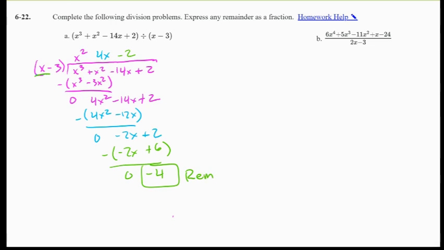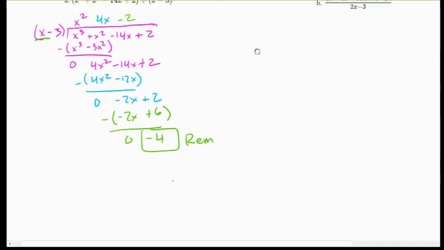So my final answer here, taking all the stuff from above, is x squared plus 4x minus 2, minus 4 over x minus 3, because I'm leaving my remainder as a fraction.